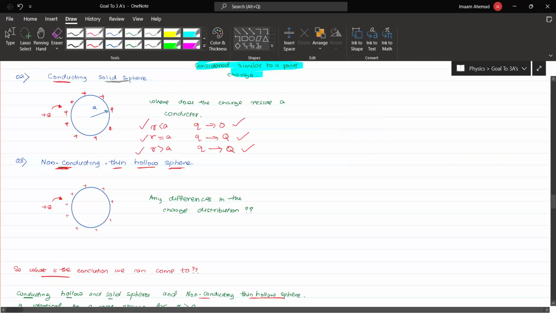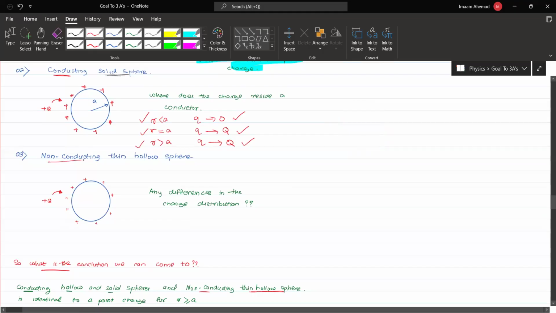So when we have a non-conducting thin hollow sphere, are there any differences in the charge distribution, or is it the same? What's your answer? The charges are on the surface, right? I'm trying to express that the charges are on the surface. That's why I'm using these words: non-conducting thin hollow sphere. Any difference in the charge distribution? No, they are the same.